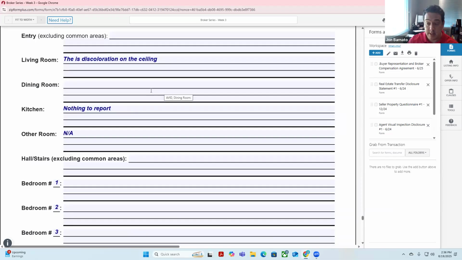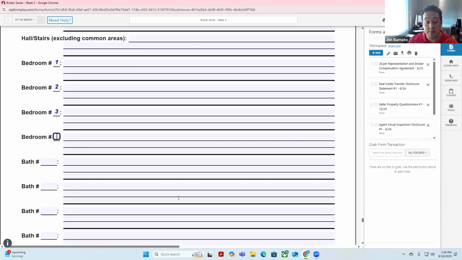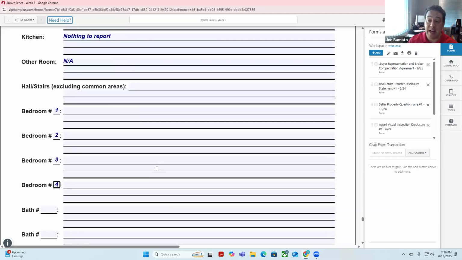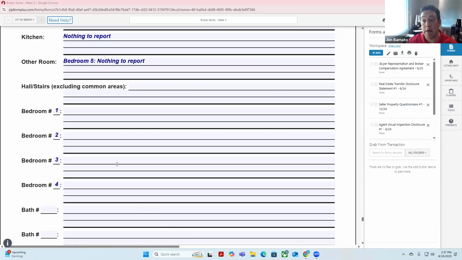Any questions on this? We have entry, living room, dining room, kitchen, other room, bedrooms. If there are 4 bedrooms, then you need to do bedroom 4. If there are, say, 5 bedrooms in the house and you're going to use this one to do it, then I would put bedroom 5 and start my discussion. And I would say nothing to report. Does that make sense?